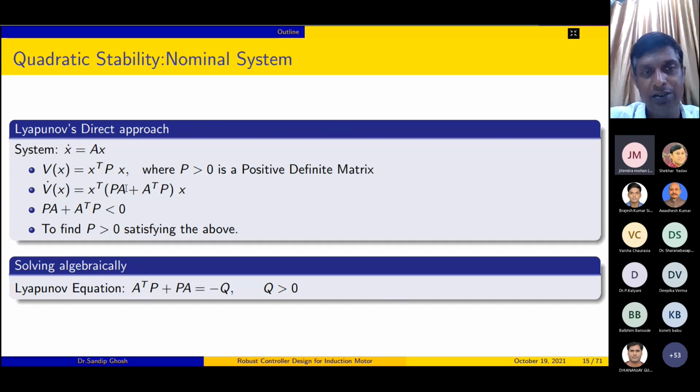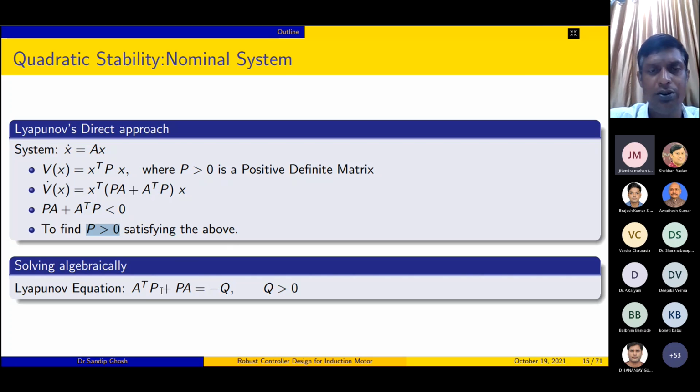And if you can ensure this bracketed term is less than 0, then the derivative of V will be less than 0. So that is the basic philosophy, that you have to take a function that is always positive and you have to make it decay so that this V will decay out and approach 0. So once V decays out, obviously x will decay out, right, given that P is constant. So the condition becomes that you have to find whether PA plus A transpose P is less than 0 or not, with P greater than 0, or a positive definite matrix.